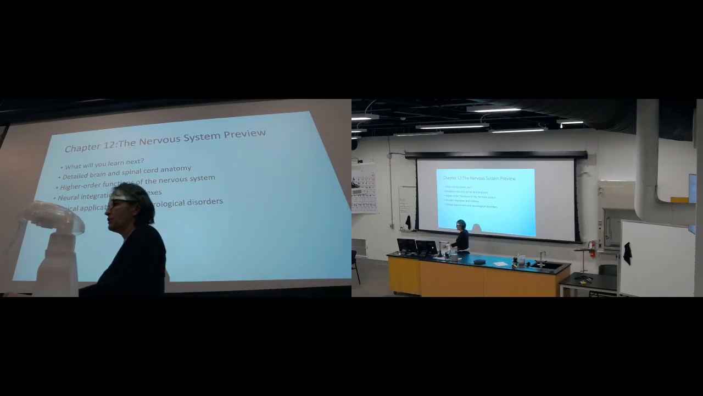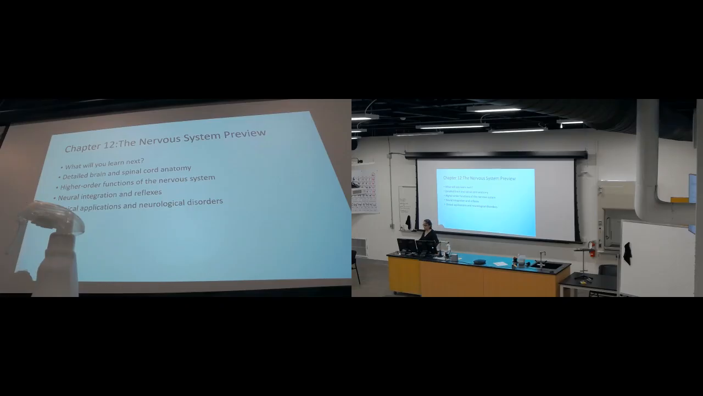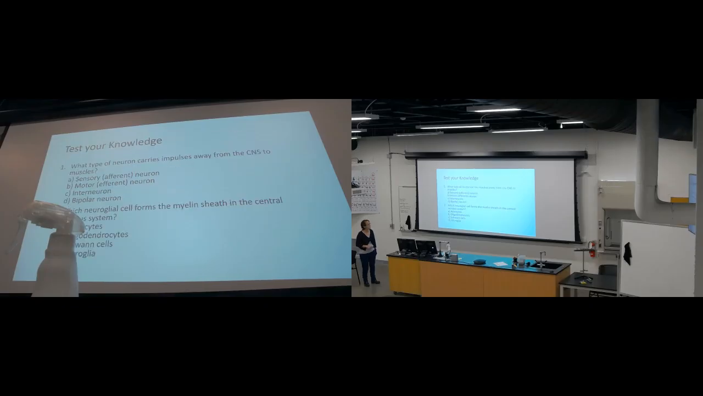So that's the end of this chapter. In our next chapter, we're going to see specific details about the nervous system, the anatomy and physiology of the brain and spinal cord. We're going to see examples of high-order functions. We're going to see reflexes, how they're performed, and what they do in general. And we're going to see some clinical applications and neurological disorders.